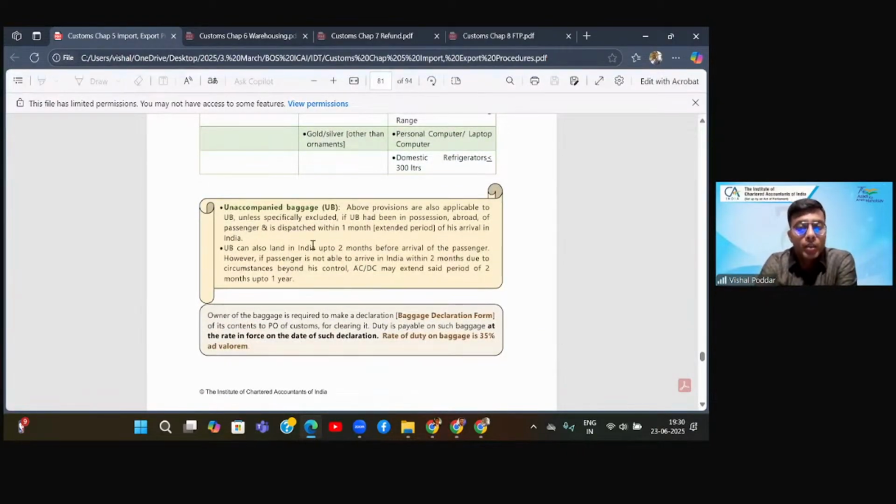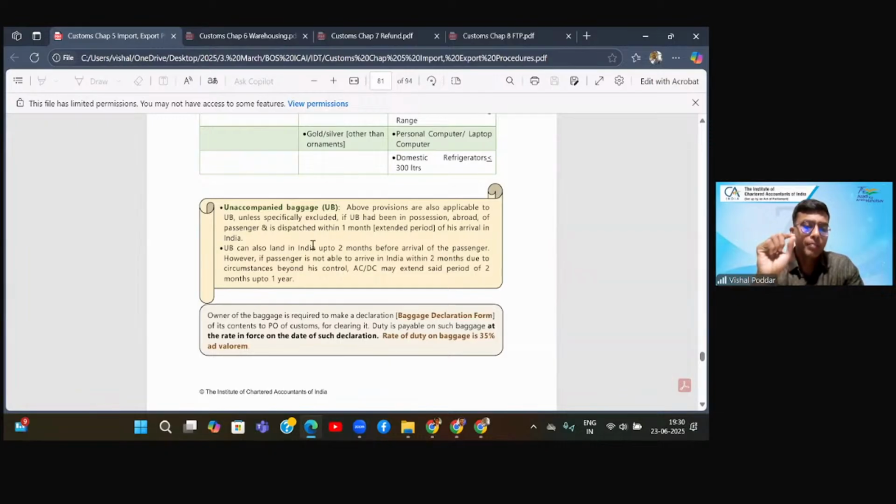Now, what is unaccompanied baggage and why do you have a separate category? We just saw above, the table gives you an allowance up to a certain limit. Your baggage will be cleared without any tax. And in that, mainly whatever are your personal use items and all, they are always cleared free. But at times it may happen that for some practical difficulty reasons, your baggage may not be coming along with you. It is either coming before or it is coming after you have come. This is what is called unaccompanied baggage.